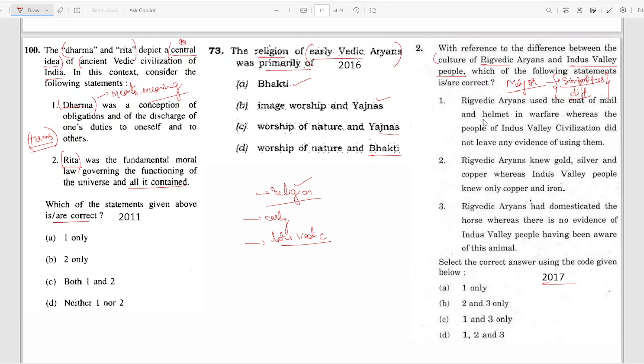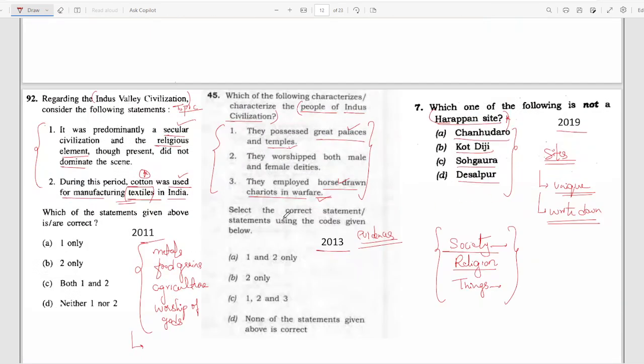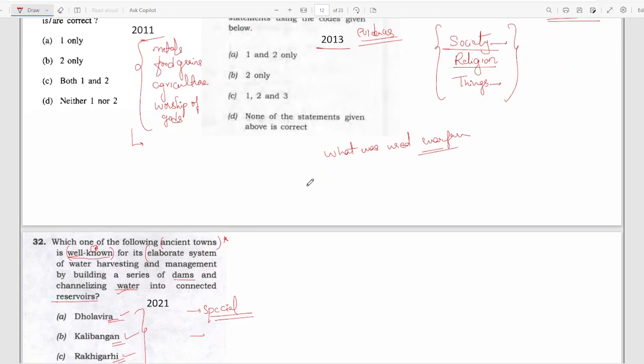Rigvedic Aryans used a coat of mail and helmet in warfare. Again, in Indus Valley civilization, they had asked a question about what was used in the warfare. So in 2013, they had asked whether the people of Indus Valley civilization employed horse-drawn chariots in warfare. So what was important from this is they're asking what was used in the warfares. This becomes important.